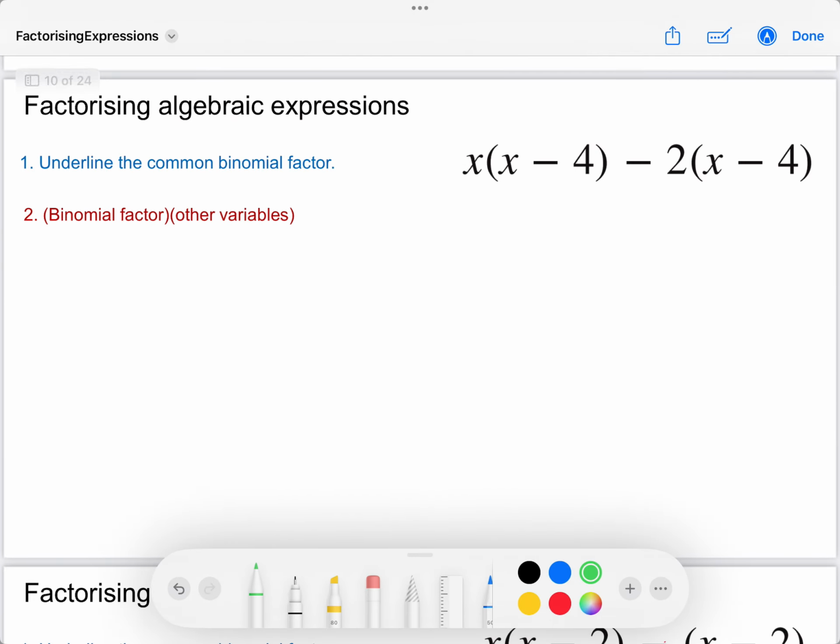So here I have to factorize this expression on the right, and my steps say, underline the common binomial factor. Well, both x and negative 2 are being multiplied by the common binomial x minus 4. Now I create a new expression in factorized form where I put my binomial factor and then my other variables. My binomial factor was x minus 4, and my other variables are x and minus 2.